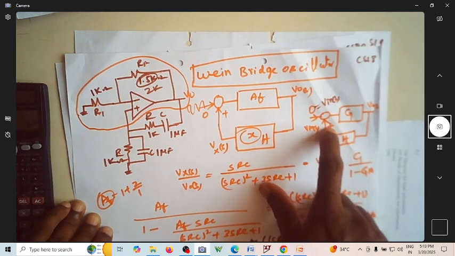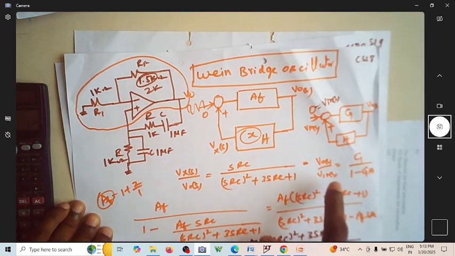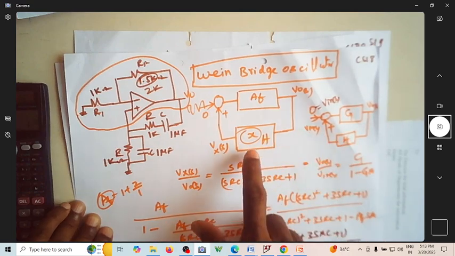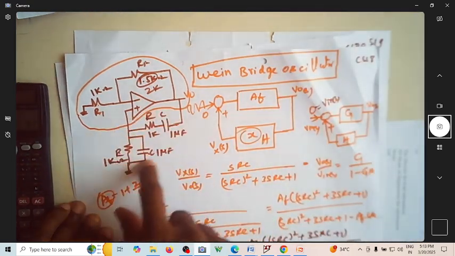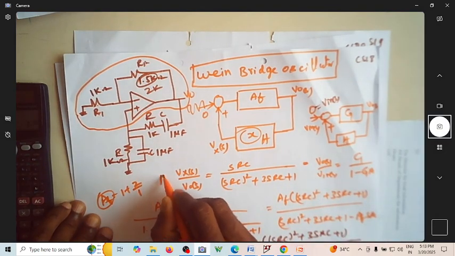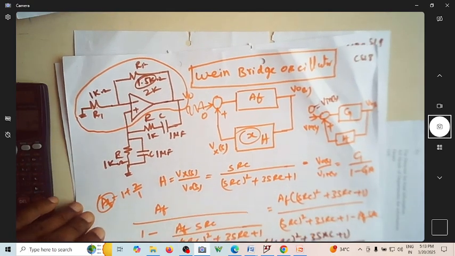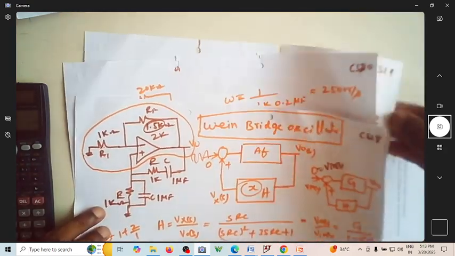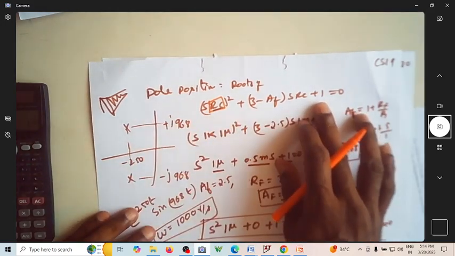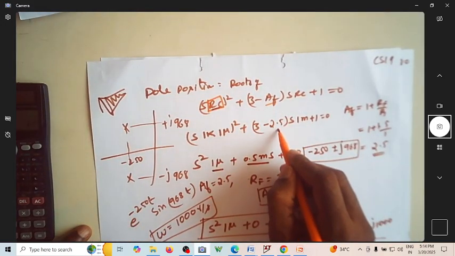So since it is positive feedback, it is G by 1 minus GH. We substituted what is G, which is nothing but AF. What is H? It is the transfer function we obtained for this, which is exactly this. This is actually H(s). Then we wrote this, and we are trying to simplify this, and we got this as our equation.